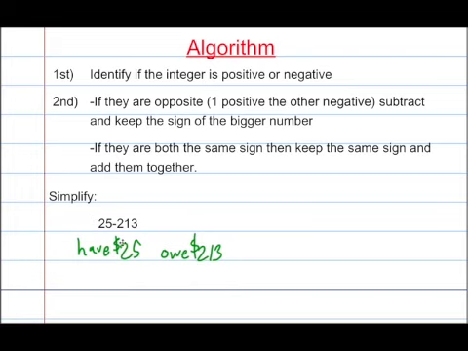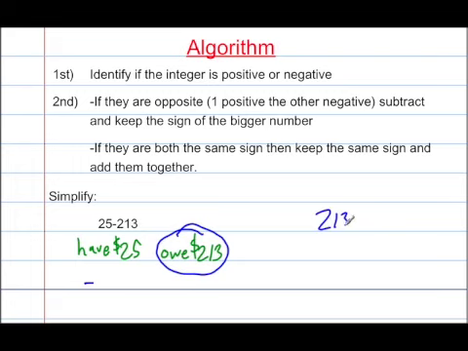So now you're going to want to say which one's bigger, 213 or 25. So think about it. I'll give you a second. What's bigger, 213 or 25? Obviously 213. So since you circled that, that means that your answer needs to be the same sign. So that one is negative, so I put a negative right there. So now I'm going to find out the difference between 213 and 25.